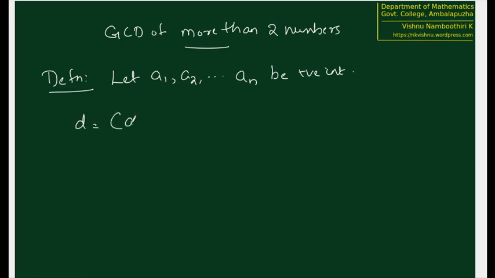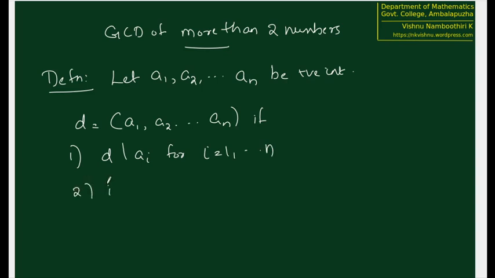D is the GCD of A1, A2, etc. AN if the following two conditions are satisfied. Condition number 1: D divides AI for I equal to 1 up to n. Second, if C divides AI for I from 1 to n, then C is less than or equal to D. So these are the two conditions for the GCD of integers A1, A2, etc. up to AN to satisfy. So D we call the GCD of these integers.